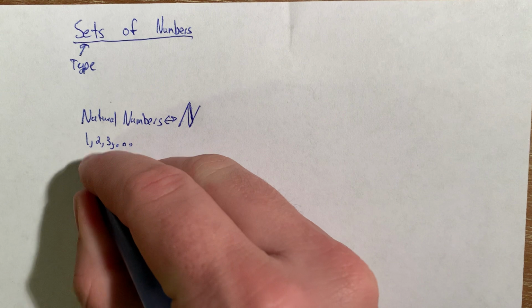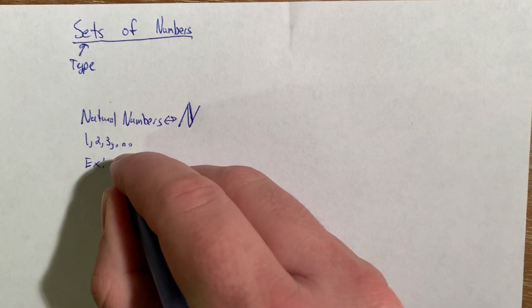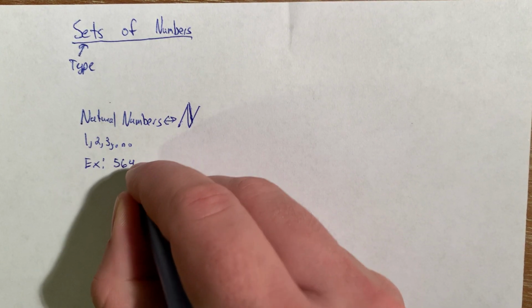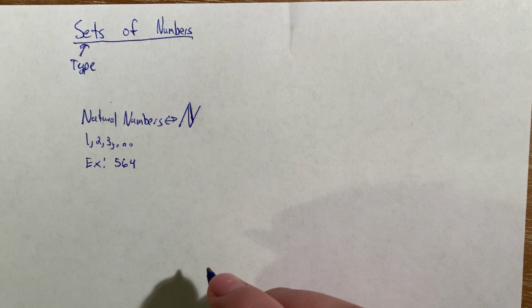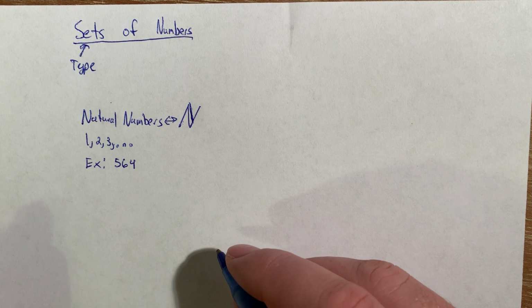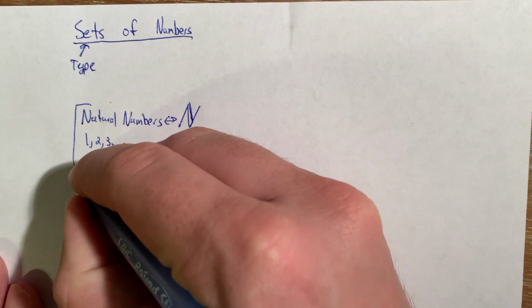No. An example would also be something like 564. That is also a natural number. So those are natural numbers. Things that are not natural numbers would be like negative 5.2. So these are the natural numbers.